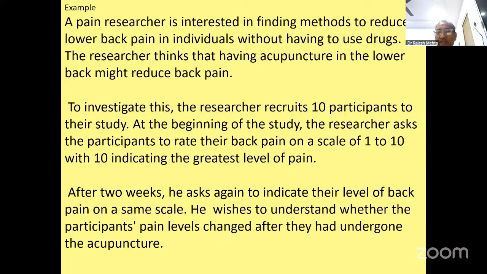The scale runs from 1 as the lowest to 10 as the greatest. After 2 weeks, he asked again to indicate their level of back pain on the same scale. He wishes to understand whether the participants' pain levels changed after they had undergone the acupuncture.